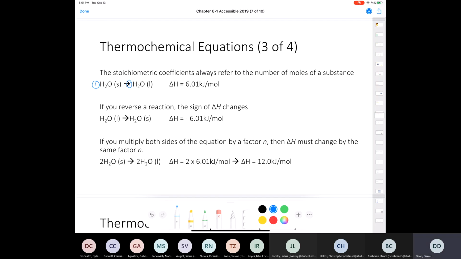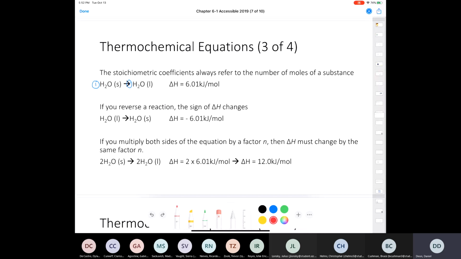If you reverse a reaction, the sign of delta H is going to swap. It's going to go from positive to negative or negative to positive. Let's look. If we take water and we freeze it, right, we convert it into ice, it's the opposite. We just reversed this reaction up here. So what are we going to do? We're going to reverse the sign of our delta H to negative 6.01 kilojoules per mole.